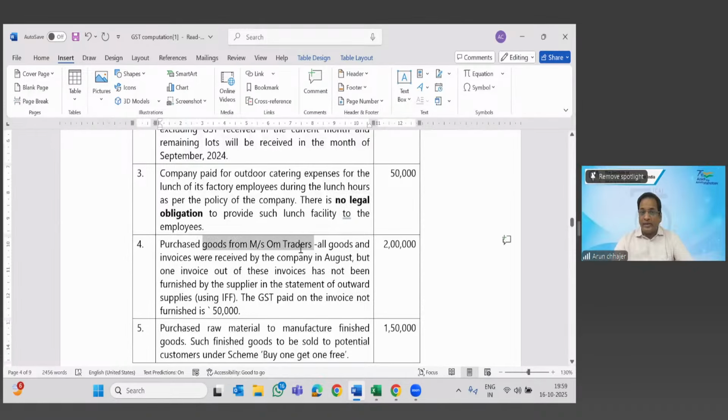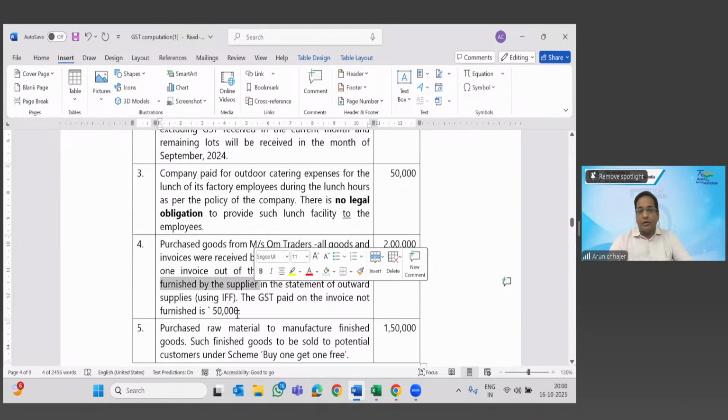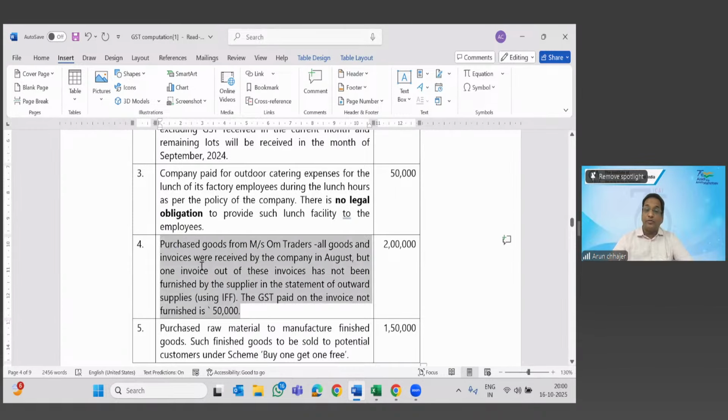Purchase the goods from a home trader. All goods and invoices were received by the company in August, but one invoice out of these has not been furnished by the supplier in the statement of outward supply. The GST paid on the invoice not furnished is rupees 50,000. What would be your answer?